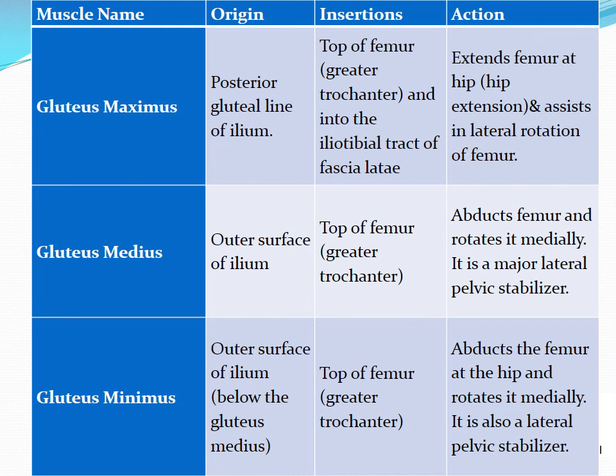They will rotate the femur medially, so the toe points inwards. If you remember that medius and minimus work together, and that gluteus maximus is like a skater, it will extend and externally rotate the hip, then you're going to know minimus and medius do the other direction. They're going to internally rotate or medially rotate the hip, and they will also abduct the femur.